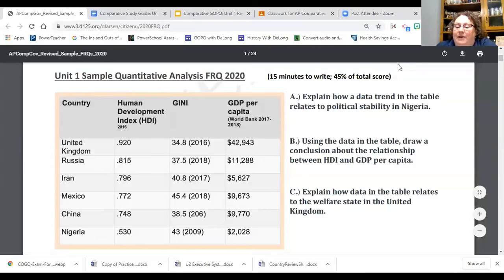Explain how the data in the table relates to the welfare state in the United Kingdom, okay? So we could talk about how, because the United Kingdom has a healthy GDP, they are able to afford a welfare state. If you're having a little brain moment and forget what the welfare state is in the UK, it was started after World War II, and a welfare state provides for the basic needs of the citizens of the country.